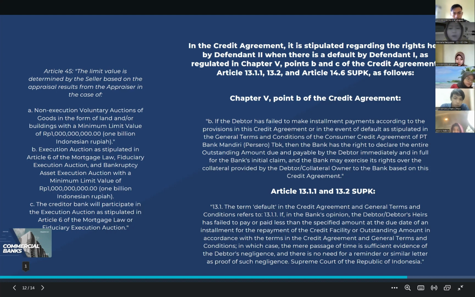Articles 13.1.1 and 13.2 SUPK state: 13.1, the term default in the credit agreement and general terms and conditions refers to 13.1.1, if, in the bank's opinion, the debtor or heirs have failed to pay or paid less than the specified amount at the due date of an installment for the repayment of the credit facility or outstanding amount in accordance with the terms in the credit agreement and general terms and conditions, in which case the mere passage of time is sufficient evidence of the debtor's negligence and there is no need for a reminder letter or similar letter as proof of such negligence.